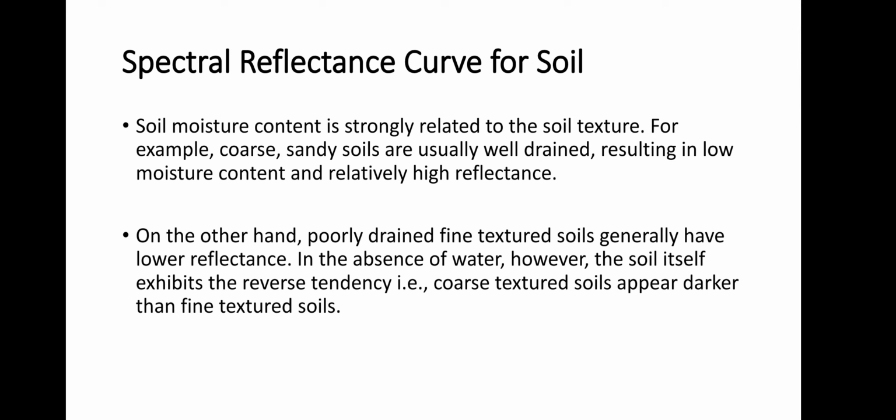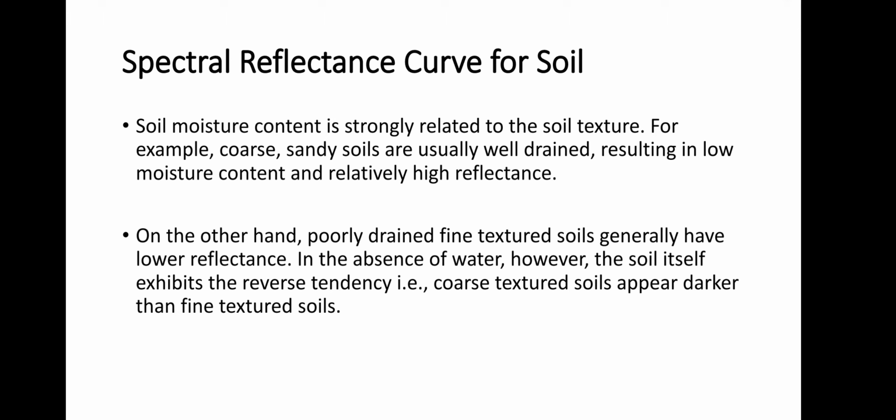On the other hand, poorly drained, fine textured soils generally have lower reflectance. In the absence of water, however, the soil itself exhibits a reverse tendency, that is, coarse textured soils appear darker than fine textured soils. The two other factors that reduce the soil reflectance are surface roughness and the content of organic matter. Presence of iron oxide in a soil also significantly decreases the reflectance, at least in the visible region of wavelengths.